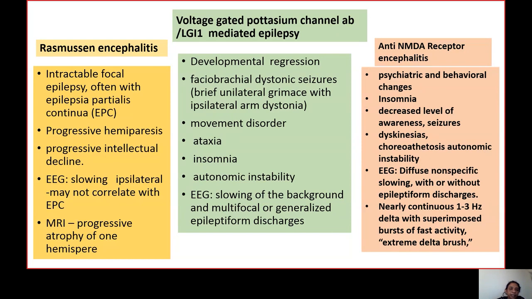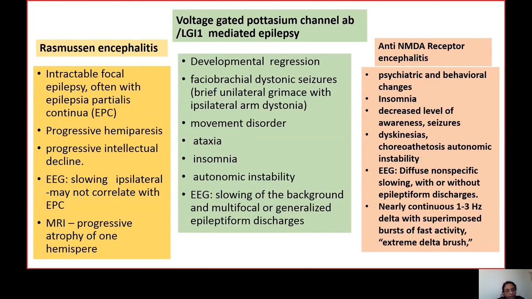That means continuously they may be having epilepsy, in the sense that they may not be unconscious or anything, but they sometimes will be having movements of the upper limb or the hand or whatever, and it goes on progressively, so progressive hemiparesis and progressive intellectual decline over months or years. And EEG is showing ipsilateral changes, but most of these changes may not correlate with the epilepsia partialis continua condition. You may expect to see discharges continuously with this seizure, but sometimes it may not correlate with that. And if you do repeated MRIs, you will see the progressive atrophy of one hemisphere.